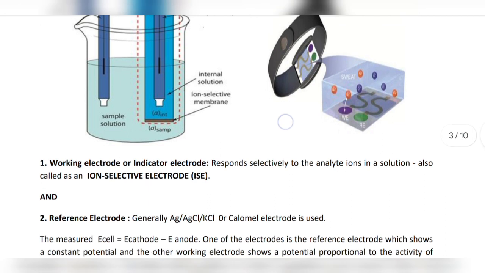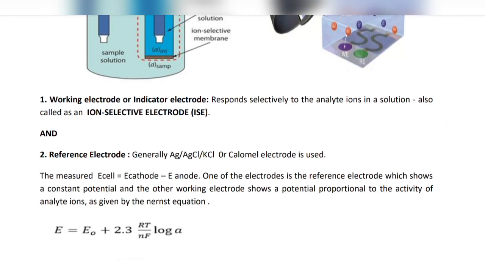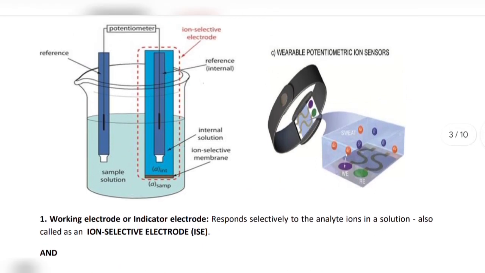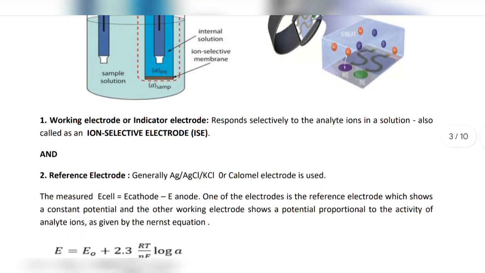Then next, what is the EMF? E cell is equal to E cathode minus E anode. That we already know, right? And one of the electrodes is the reference. And we already know that the reference electrode is calomel or silver chloride potassium chloride electrode, and its potential is constant. And the working electrode shows different potentials at different concentrations of the analyte solution.